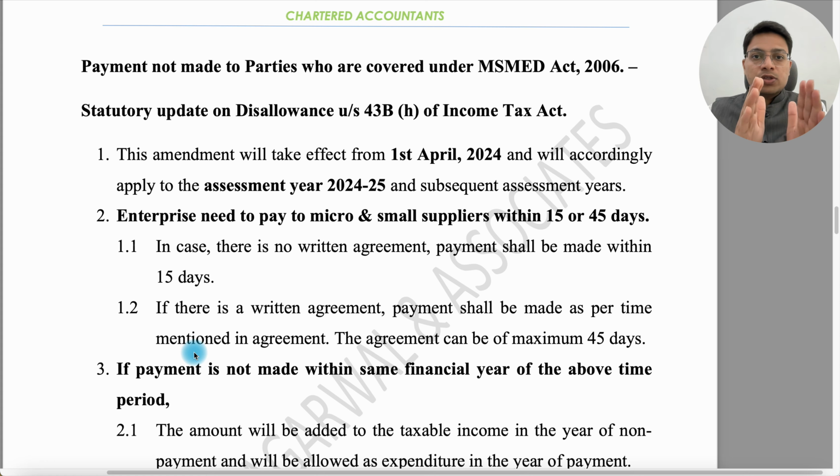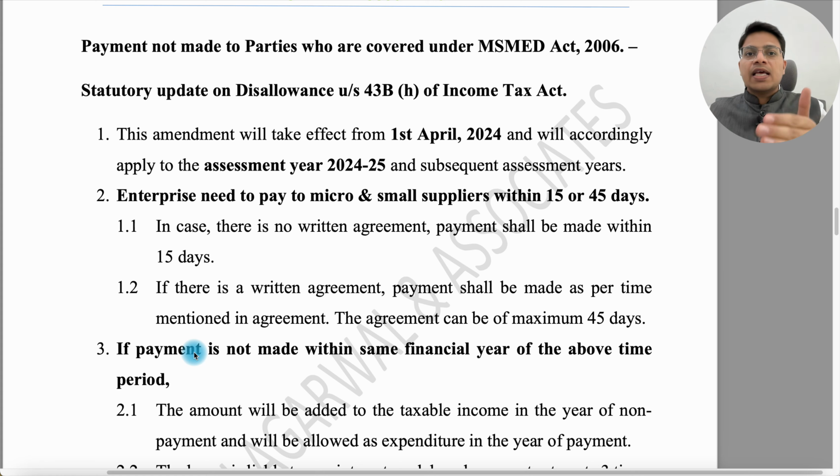Second, what you have to do is you have to first send mail to your suppliers asking them to declare whether they are falling in the definition of micro or small enterprises. After sending mails, you'll get replies from your suppliers. Now you categorize your suppliers between micro and small enterprises and all other suppliers. The suppliers who are falling under micro and small enterprises, you have to ensure that you are making the payment to the suppliers within the end of the financial year from the due date of payment. So you'll have to calculate the due date of payment as per the MSMED Act.